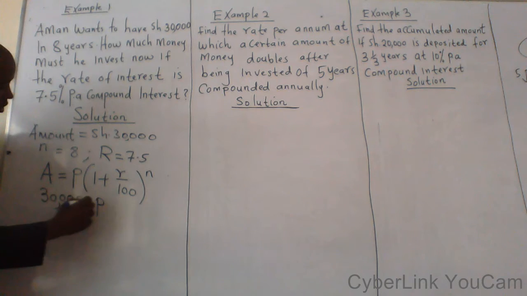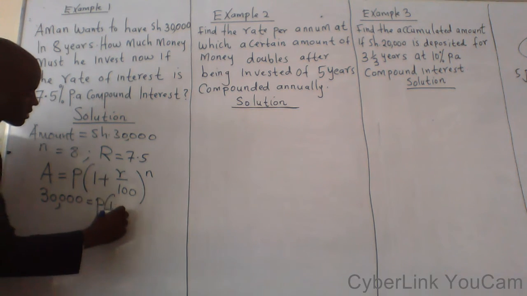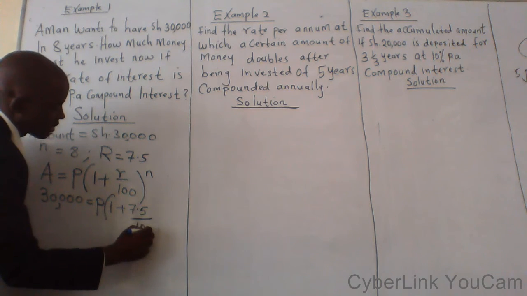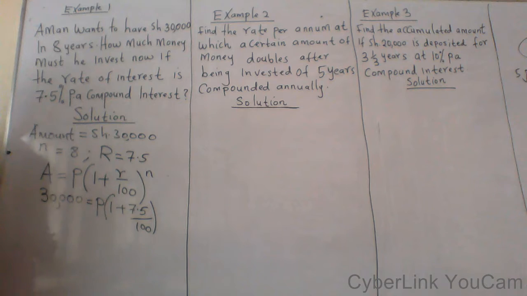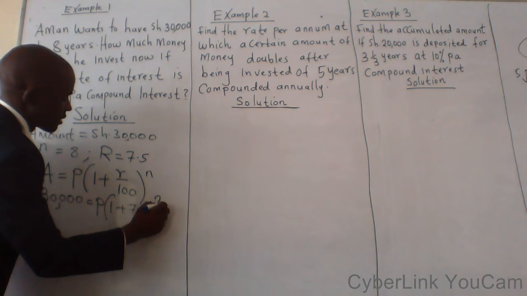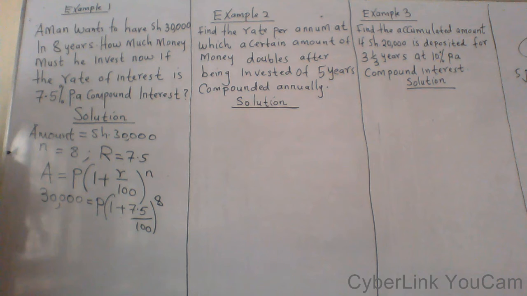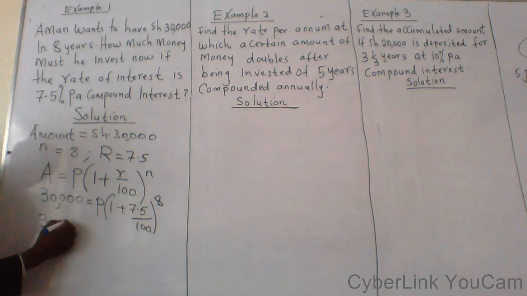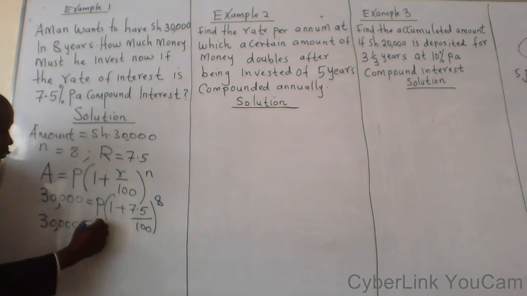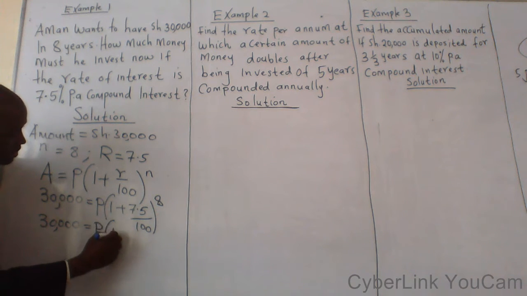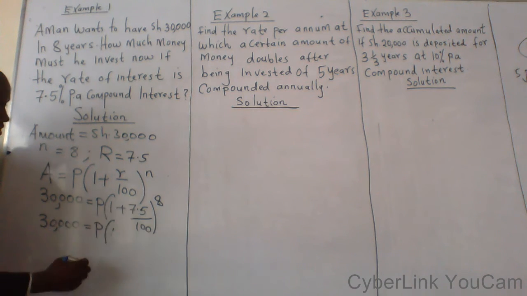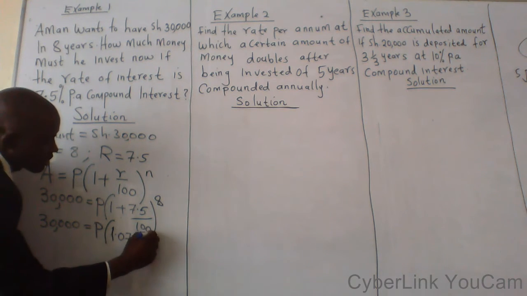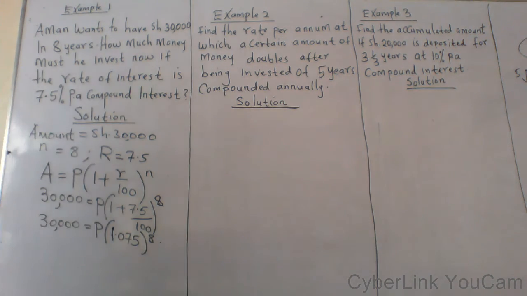so that now our amount, 30,000, will be equal to P, which we don't have, into (1 plus the rate 7.5 all over 100) raised to power N. Remember, our N is 8. Once we do this, we can simplify and we write 30,000 is equal to P into 1.075 raised to power 8 as your answer.